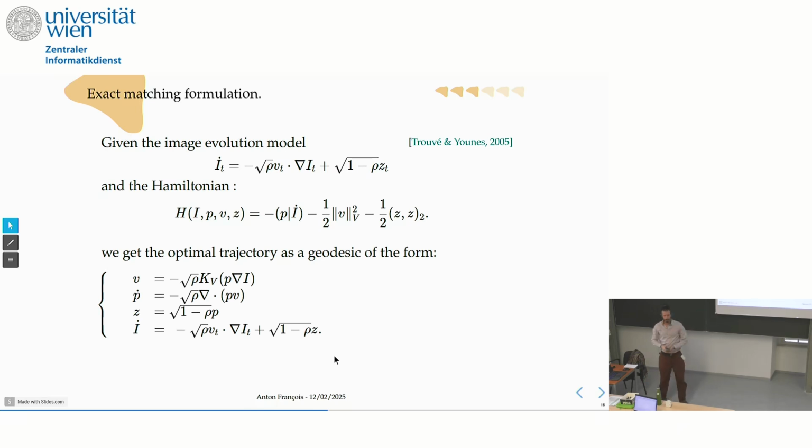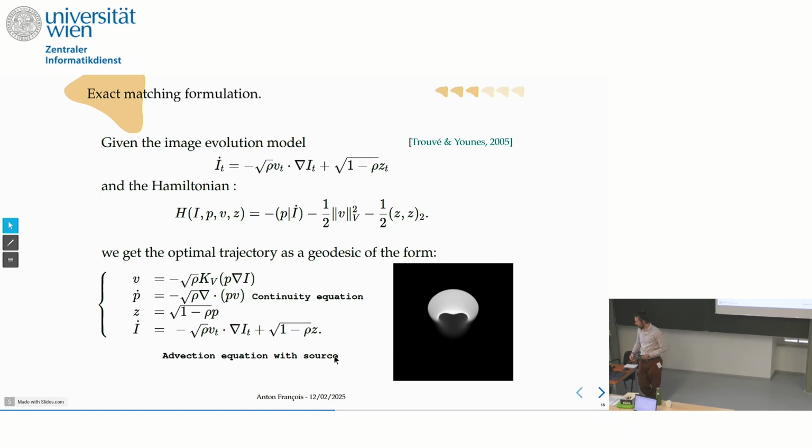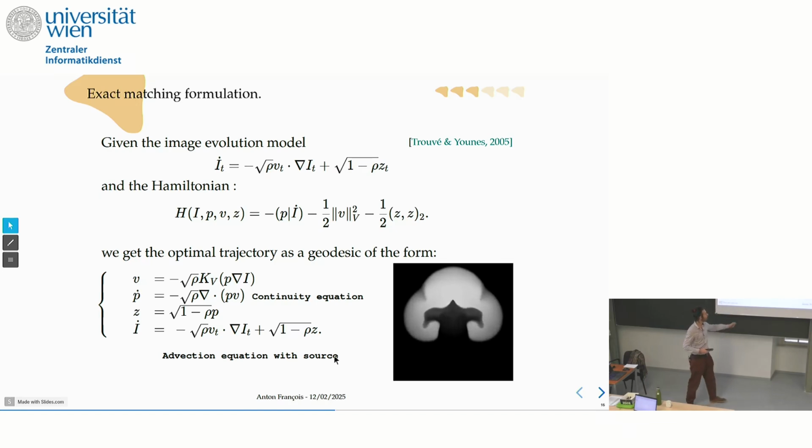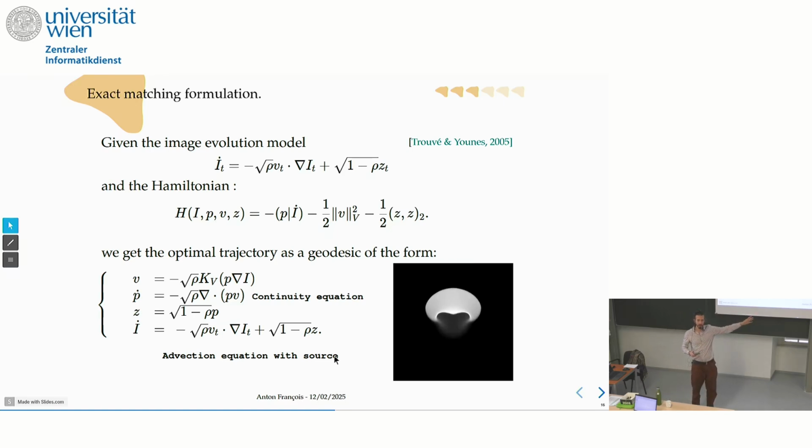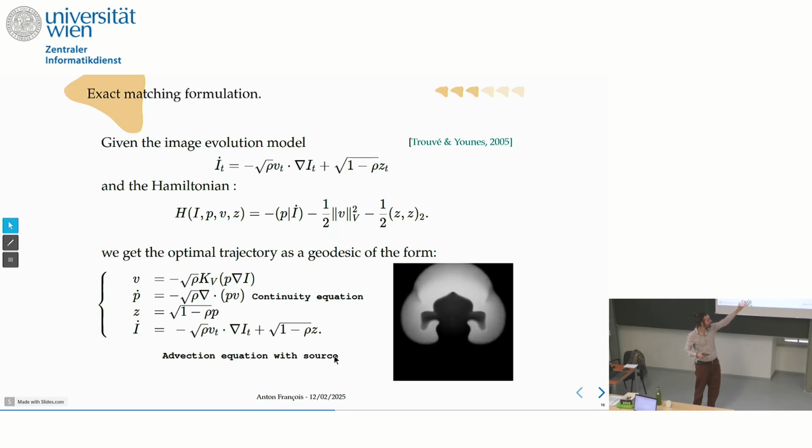I won't get too much into the details, but just to see, we have here the continuity equation for the momentum. P is the momentum. And here we have the advection equation with the source term. And so that's somehow related with some fluid dynamics equations. And so here I just integrated over a geodesic. I started in a random direction, not so random, but yeah, and we just evolve it following it. And so we have this kind of fluid dynamic evolution.